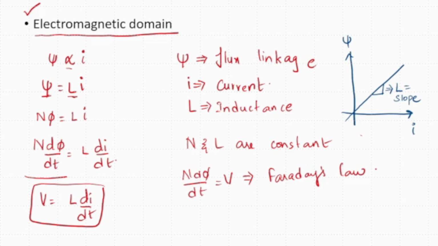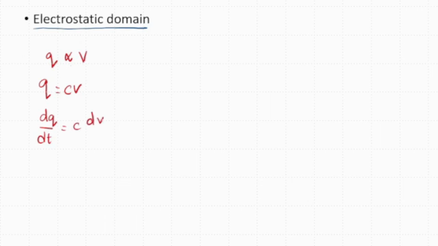Yes. Let's get into the electrostatic domain. Fine? In the electrostatic domain, what is the basic condition? Q is directly proportional to V. If I remove this proportionality, Q is equal to CV. Right? Differentiating it on both sides, dq over dt is equal to C dv over dt.